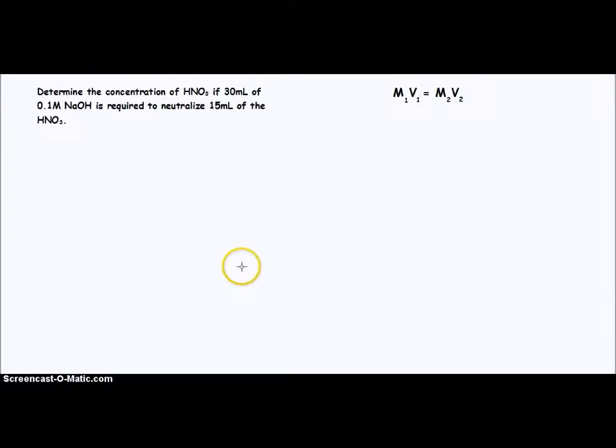Once we get these measurements done, we will be able to solve for the concentration of the unknown acid. Alright, so here's a sample problem. What we're going to do is determine the concentration of nitric acid if 30 milliliters of 0.1 molar sodium hydroxide is required to neutralize 15 milliliters of the nitric acid. Okay, so here's our equation. We've got molarity times volume equals molarity times volume.